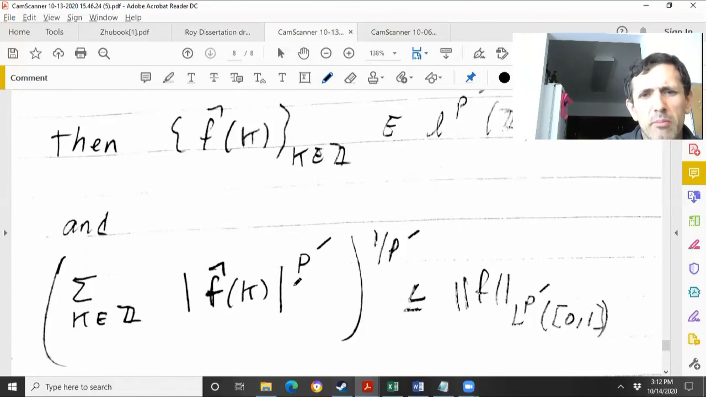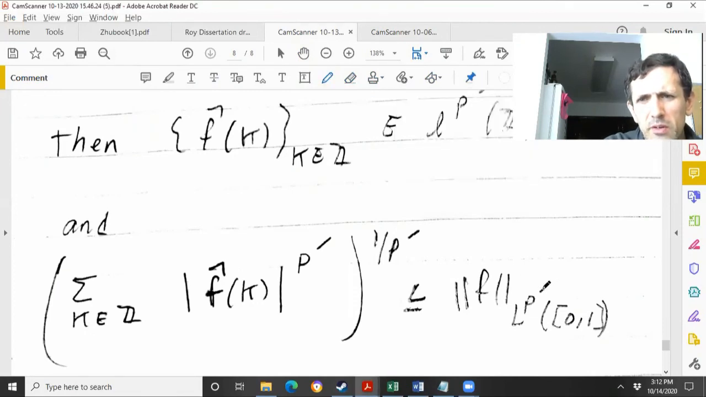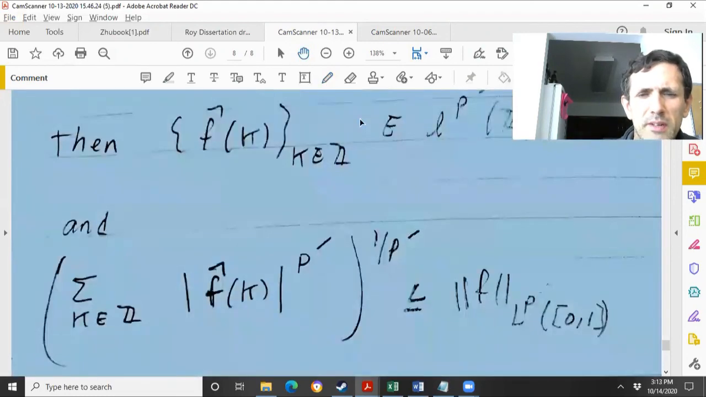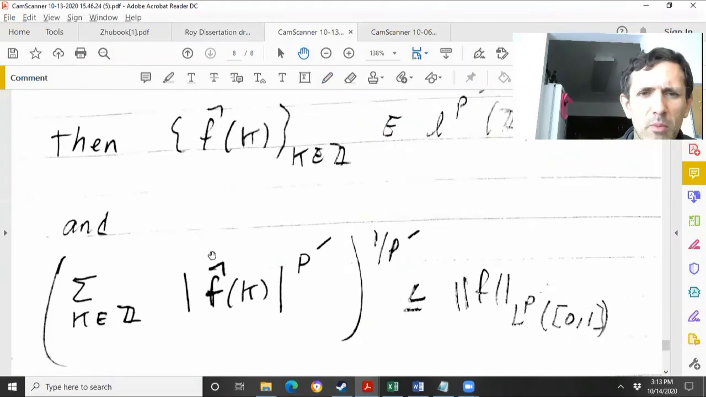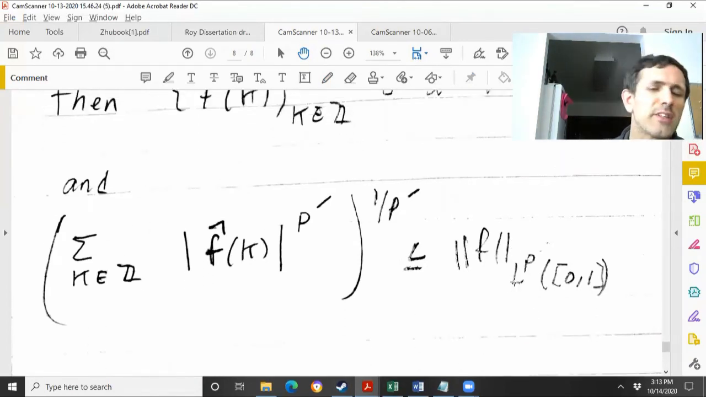Hence it's stated like this: the little l^p' norm of the sequence f hat is less than or equal to, sorry, this should just be the L^p norm of f. Right, so the little l^p' norm of f hat is less than or equal to the L^p norm of f. Okay. And again, you should redo the setup and check for yourself using this version of Riesz-Thorin.